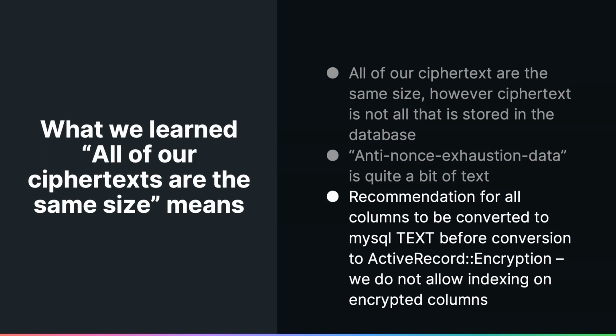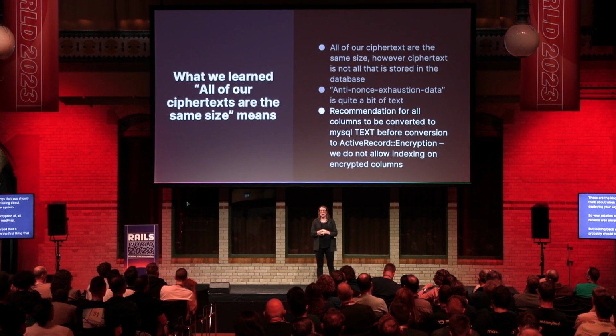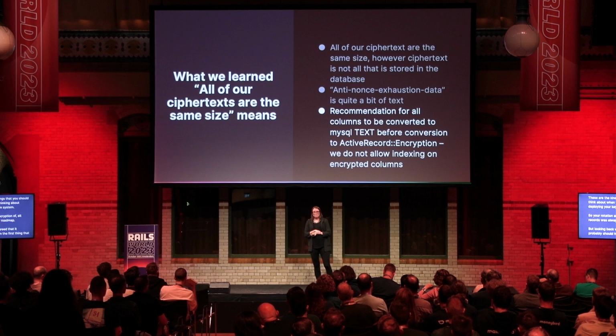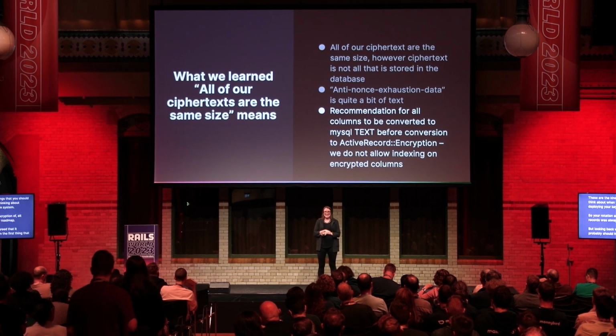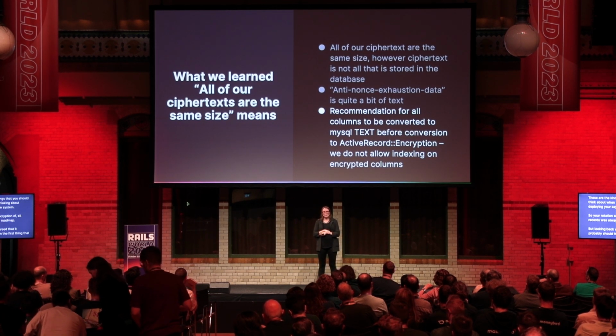So we ended up resizing our existing columns and recommending that all of our new encrypted columns use the type MySQL text. We made this recommendation based on the fact that we are not allowing deterministic encryption at GitHub. You can't use text if you need to index on your encrypted columns. I personally feel that encrypted records should not be indexed on, and you should not use deterministic encryption.